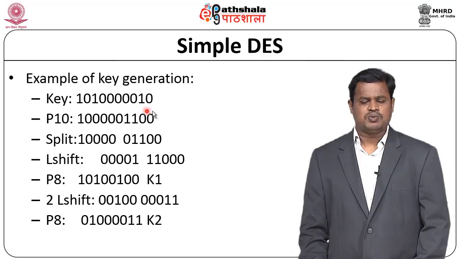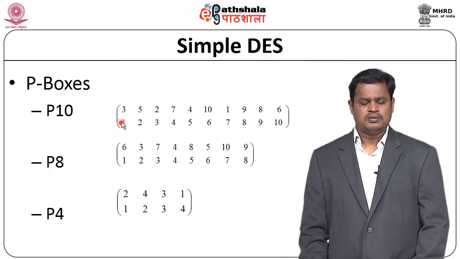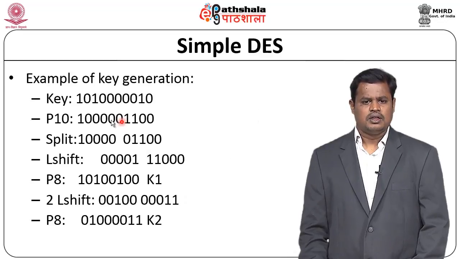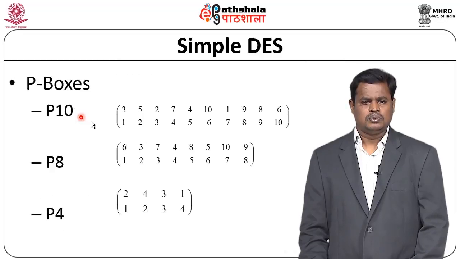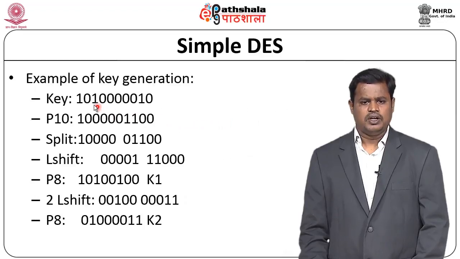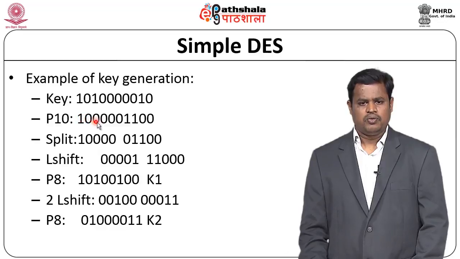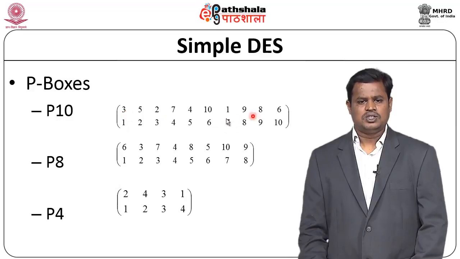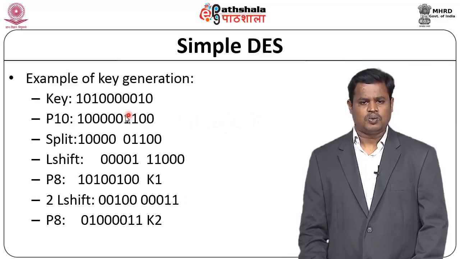If I assume that this is the key, then we take the permutation P10 here. Suppose I want to say the 1st bit of the key, which is 1, maps to position 7. So here 1 is moving to the 7th bit: 1, 2, 3, 4, 5, 6, 7. Like that I will be mapping this 1 with respect to 7, 3 with respect to 1, and like that I will be swapping.